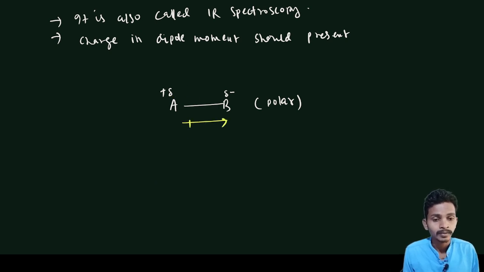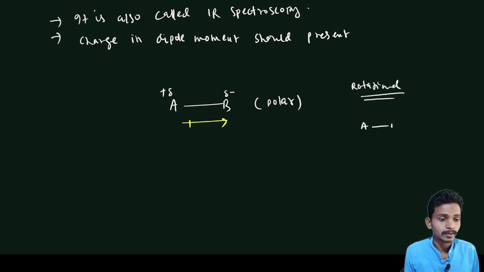Now for rotational spectroscopy, there is a change in dipole moment, that's why it is microwave active. And vibrational spectroscopy is IR active, so we say it comes under IR spectroscopy. For rotational spectroscopy, let's say A and B, with delta negative here and delta positive here, meaning polar molecules, and the rotation goes from here to here.